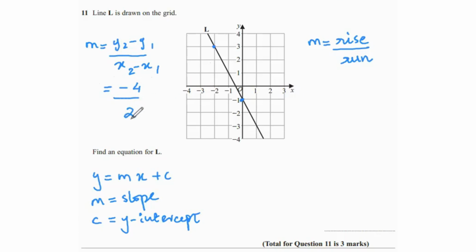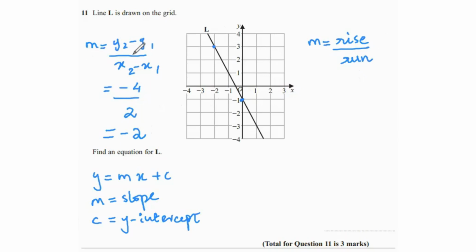And the run is going to be positive because we're going towards the right-hand side. The values are increasing. For y, the values were decreasing because we were going from 3 to -1. That's why it's -4. But since for x, we're going from -2 to 0, that means the values are increasing. Hence, 2 is positive. So -4 divided by 2 is -2. This is for rise over run.